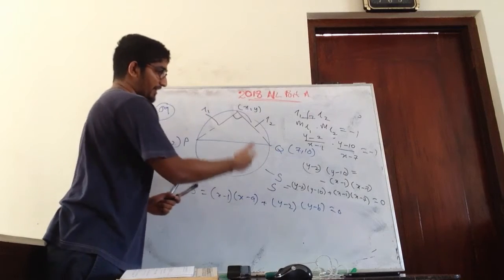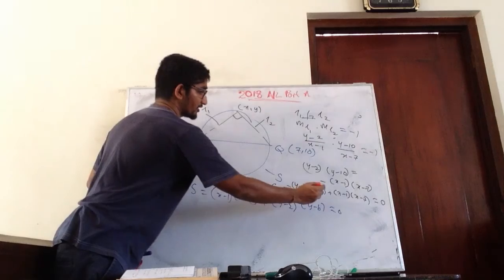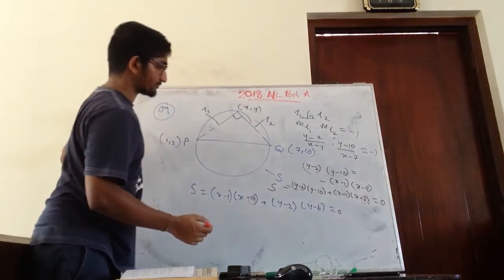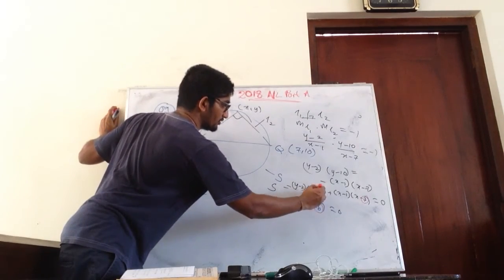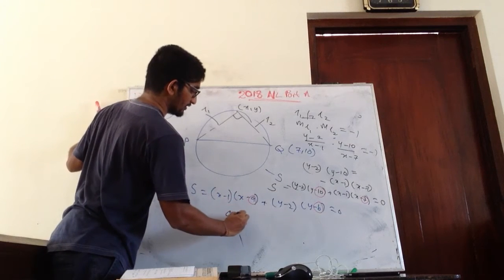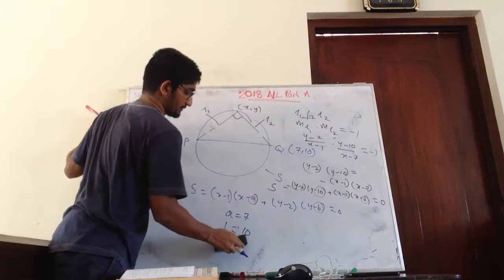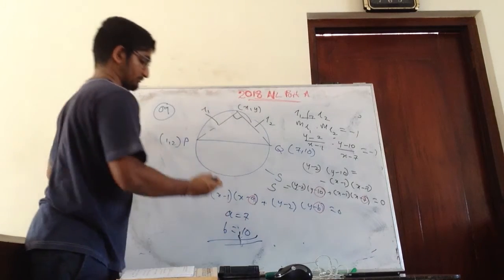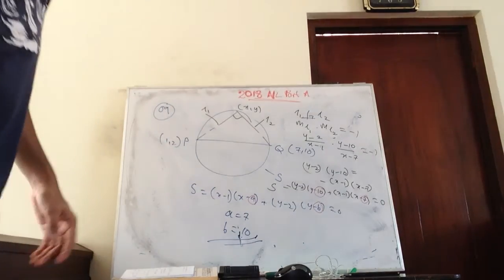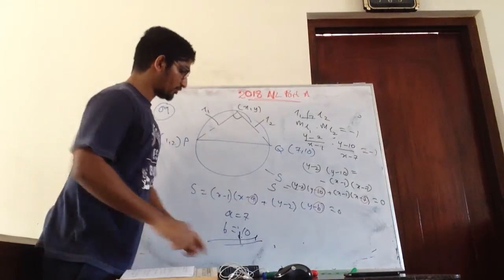So you just need to compare this. So this is A, no? A corresponds to 7, B corresponds to 10. So A will be 7, B will be 10. Right, so we get the equation as this.